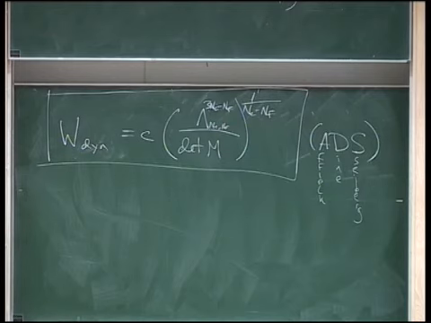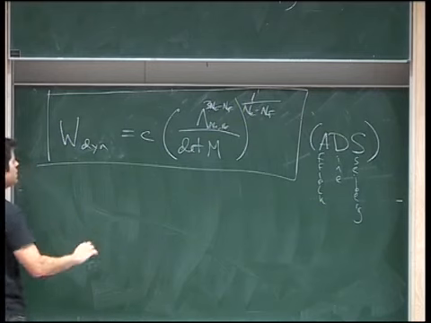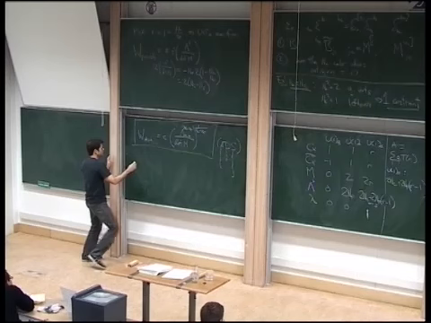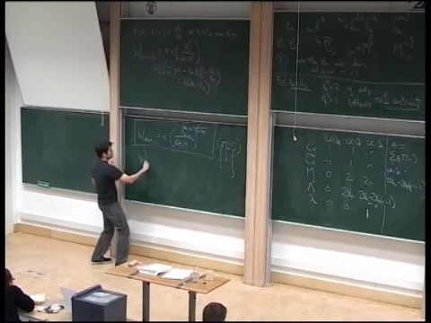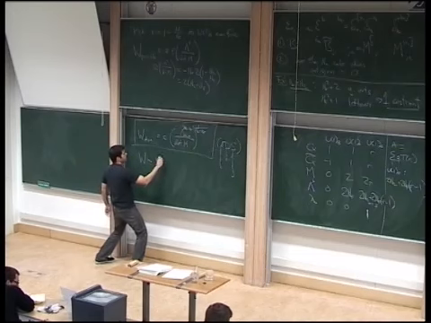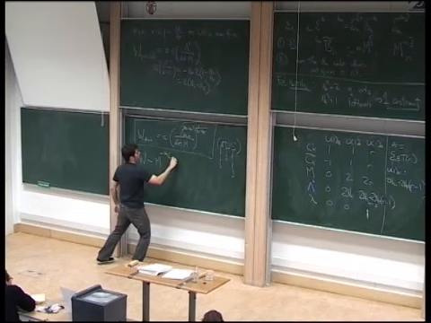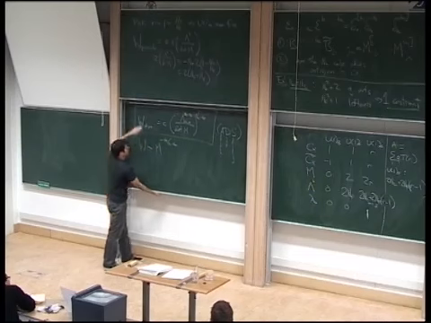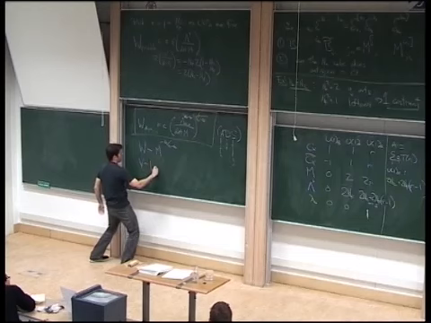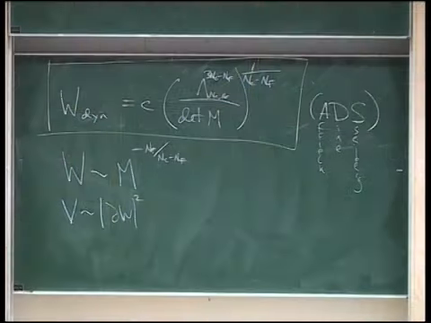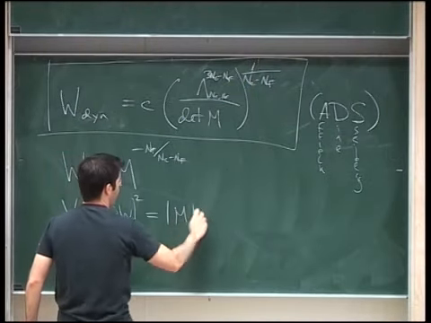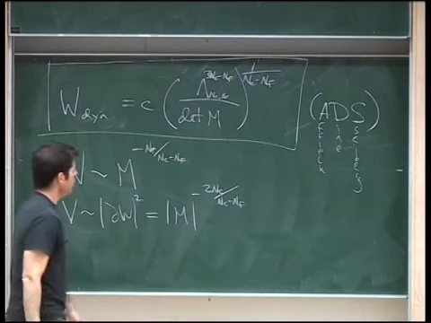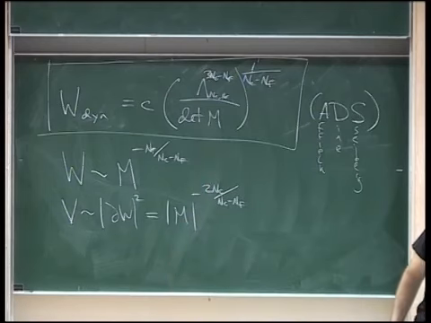OK, so what's the physics of this? Let me just say one last thing, and then I'll finish. So what's W? Well, let me just look at the scaling with M here. This goes like M to the minus NF over NC minus NF. So what's the scalar potential look like here? Well, the scalar potential goes like dW squared, which you can convince yourself is M to the minus 2 NC over NC minus NF. I think that's right.